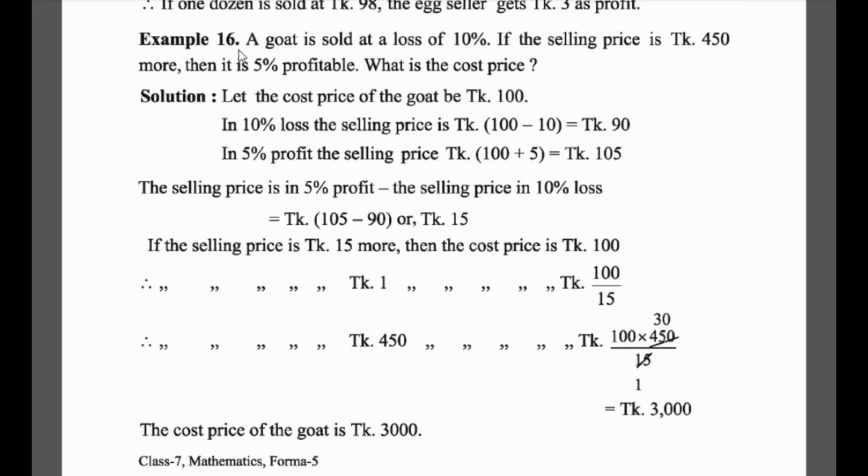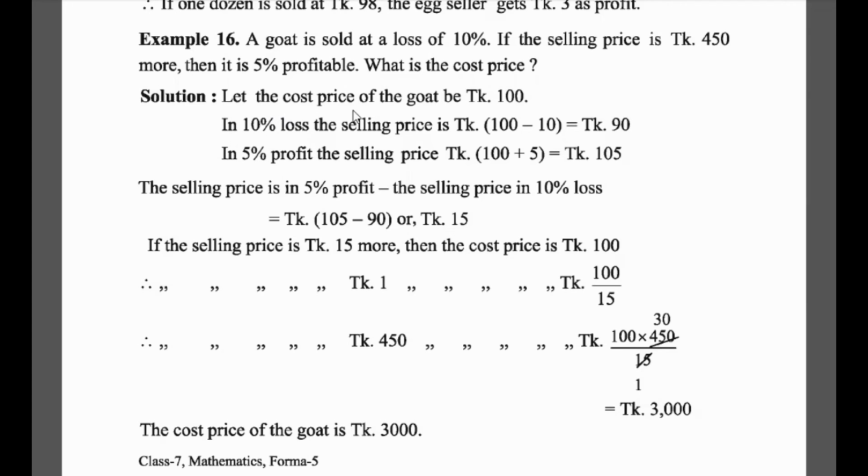Example number 16. A goat is sold at a loss of 10%. If the selling price is taka 450 more, then it is 5% profitable. What is the cost price? Is the question. To find out the answer, let's look at the solution.